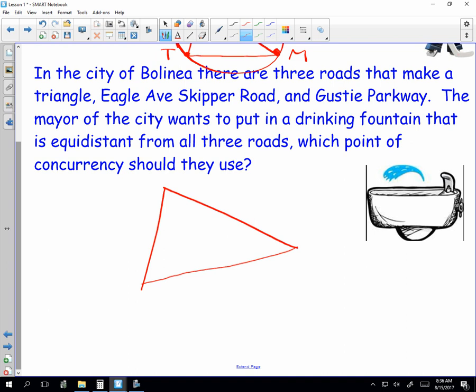So we have to be equal distance from the roads, not equal distance from the vertices. So if we want to be equal distance from the roads, this circle has to be inside. Okay, so we have an inscribed circle, and if it's an inscribed circle, the best point that we have for this situation is the incenter. Equal distance from all 3 sides of the triangle is our incenter.